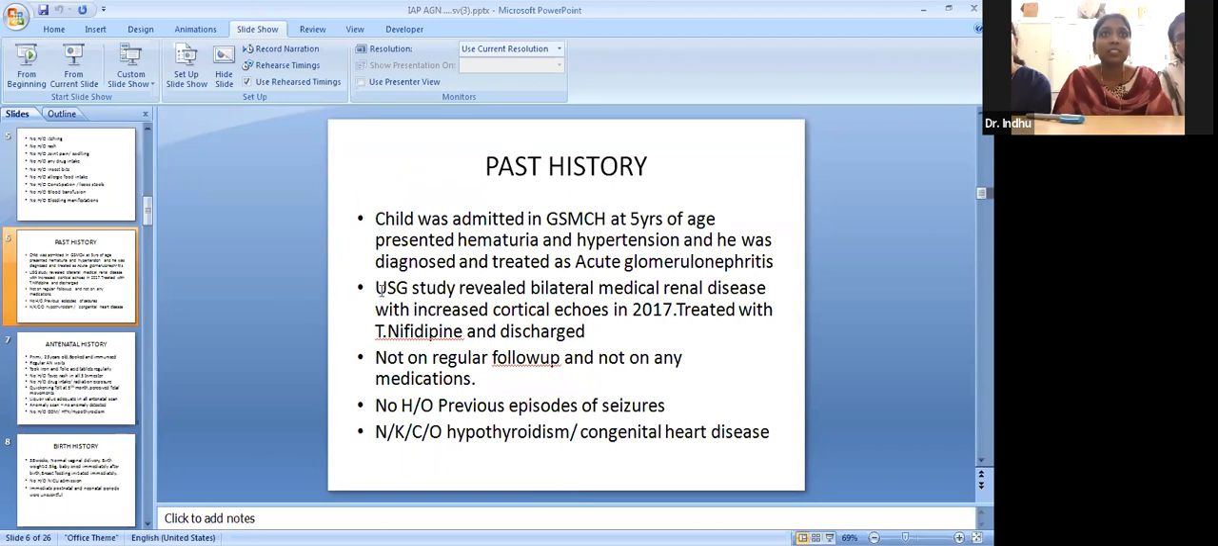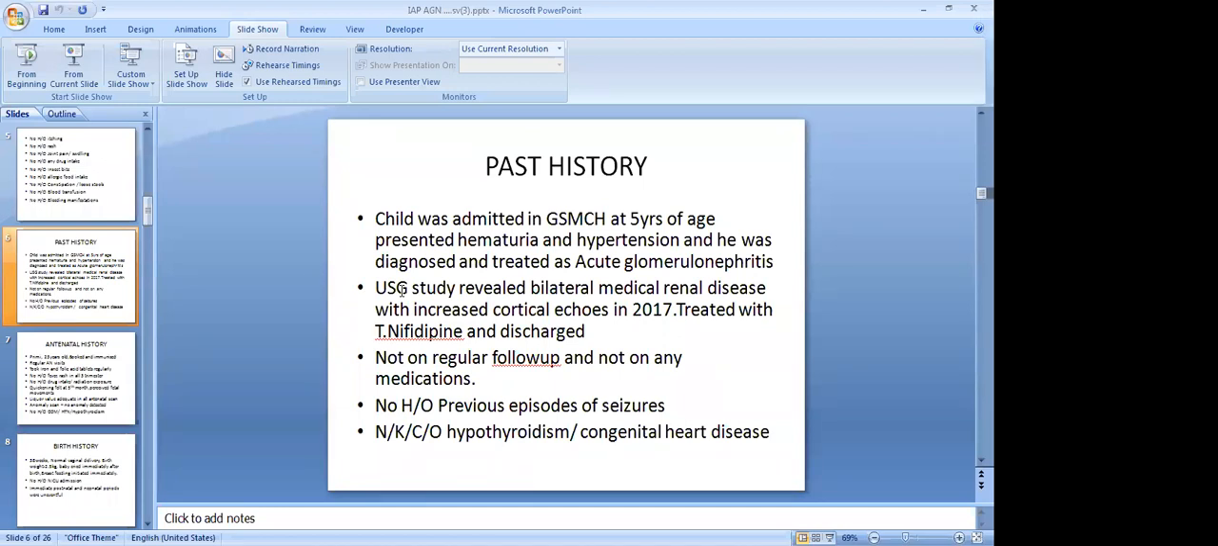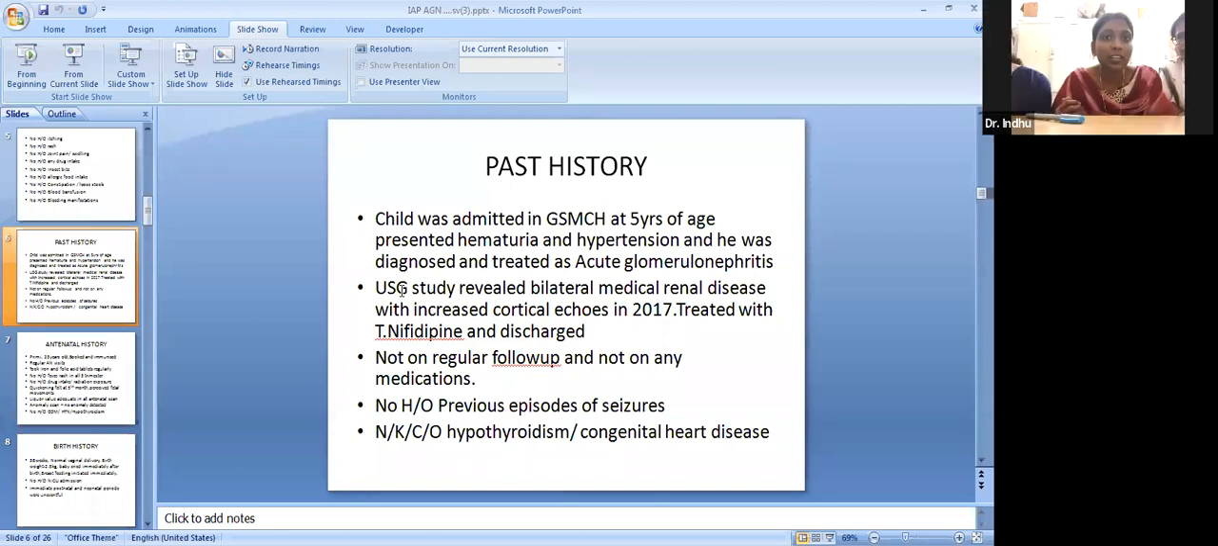Past history. Child was admitted in Sivagam Medical College at 5 years of age. He presented with hematuria and hypertension and was diagnosed and treated as acute glomerulonephritis. Ultrasound study revealed bilateral medical renal disease. Don't go to the ultrasound now. With this past history, this is a very important history, no? So what does it tell you? What does this history tell you? This might be a recurrent episode.